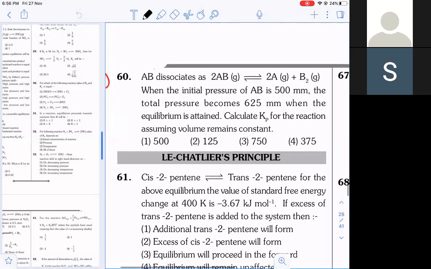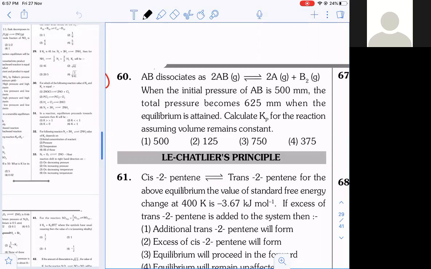Please see this 60. Niranjan, can you read the question? AB dissociates as 2AB in gaseous state gives 2A plus B2. When the initial pressure of AB is 500 millimeter, the total pressure becomes 625 millimeter when the equilibrium is attained. Calculate Kp for the reaction, assuming volume remains constant. Seems an easy question. Please try.